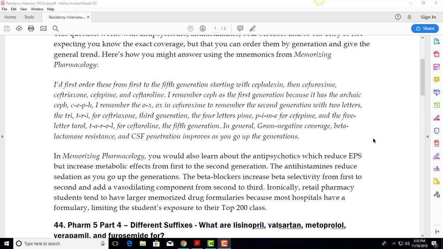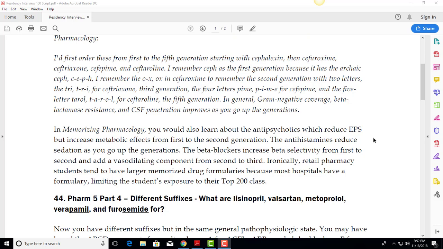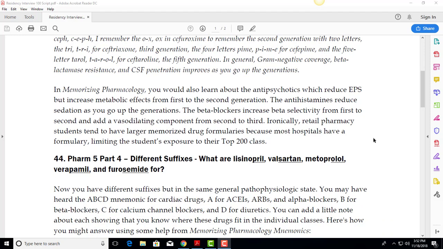Ironically, retail pharmacy students tend to have a larger memorized drug formulary because most hospitals have a formulary limiting the student's exposure to their top 200 drug classes.